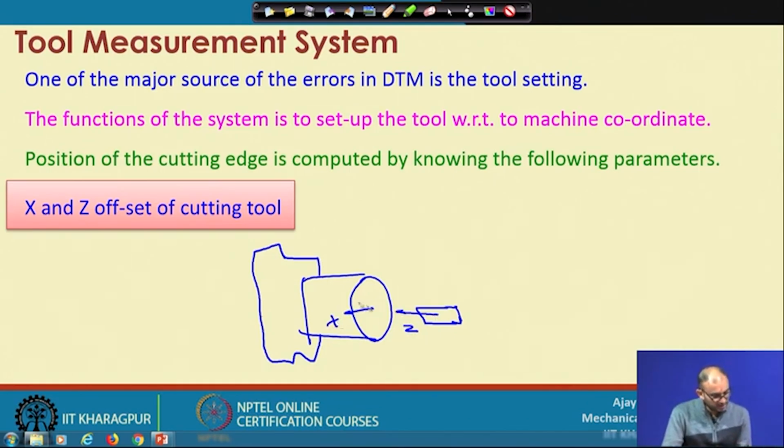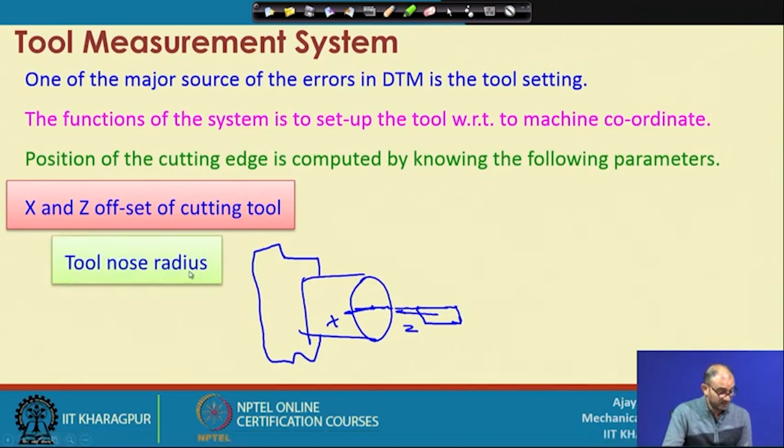So, mostly in the x and z configuration, this is normal, similar to our normal turning or facing operation. At that time we have to make sure that these things are aligned, that means the center of the workpiece is coinciding with the edge of the cutting tool. Then you can do the facing operation conveniently, and there will not be any unremoved material, whether on the top surface or this surface. So, that is one of the ways of setting this part.